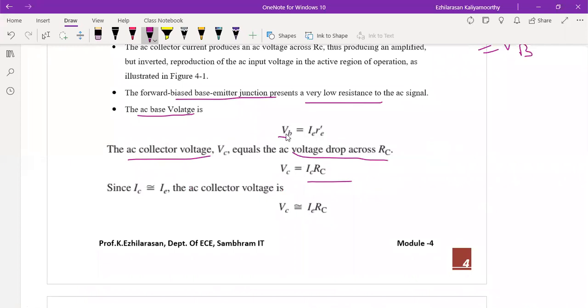So I can relate these two. As I said, the collector current is approximately equal to the emitter current. So if the current is the same, the voltage will also be approximately the same. So VC is approximately IE into RC. Since the collector current is approximately equivalent to the emitter current, the AC collector voltage is VC equal to IE, replacing IC by IE, into RC. That is why it is written here.